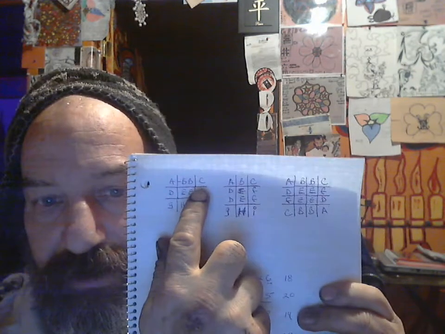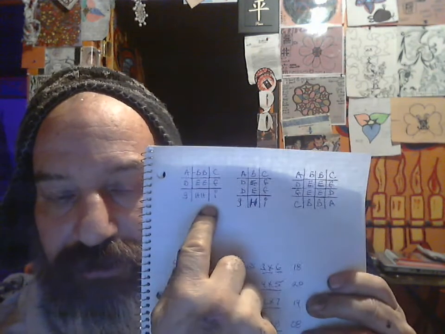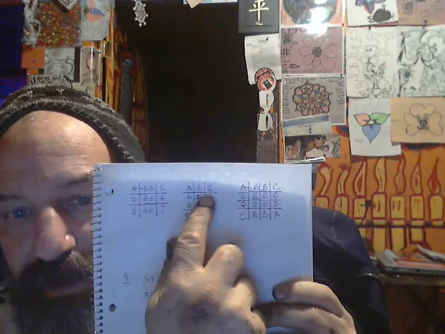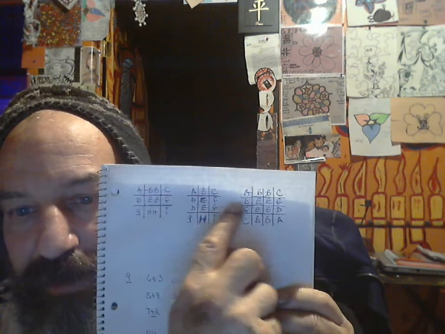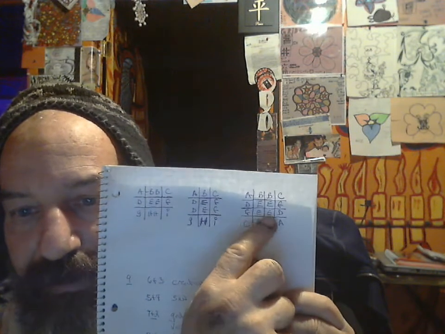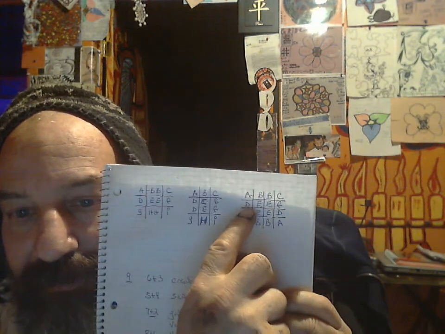A, B, B, C. D, E, E, F, G, H, H, I. A, B, C, D, E, F, D, E, F, G, H, I. A, B, B, C, D, E, E, F, F, E, E, D, feed the beef.